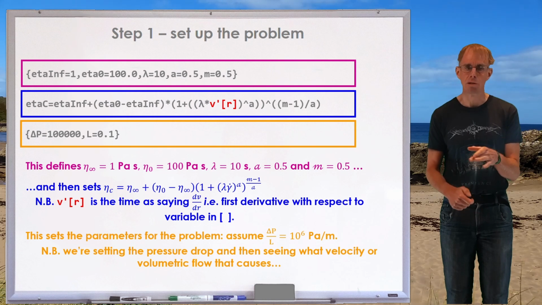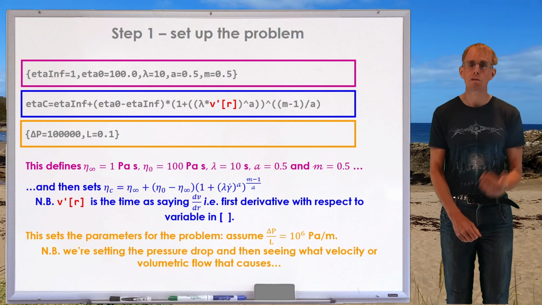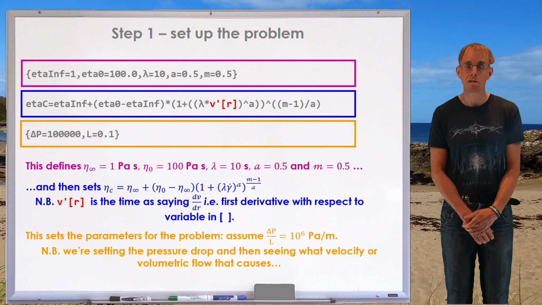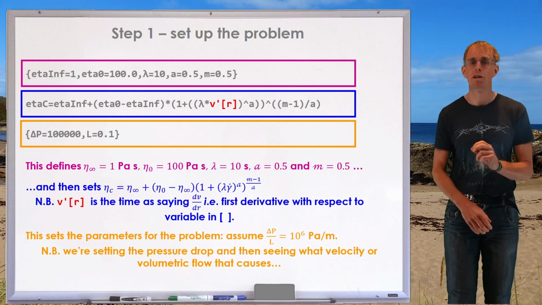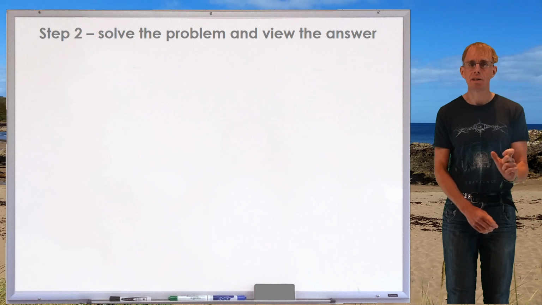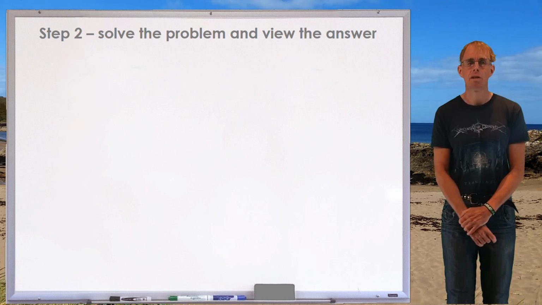But I'll just take that first step to start with. So I'm going to assume a pressure drop, let's say 10 to the 6 pascals per metre, and let's see what flow results from that. So second step, solve the problem, look at the answer.